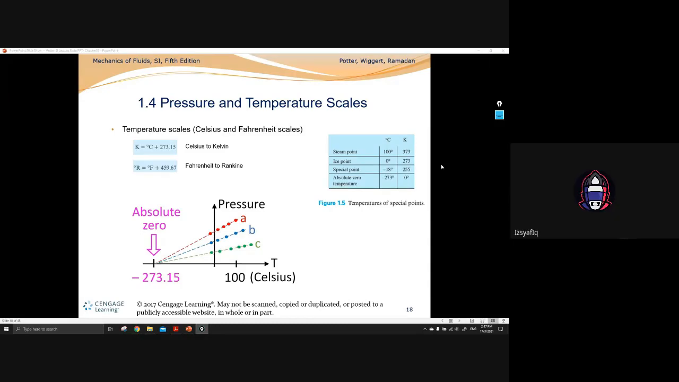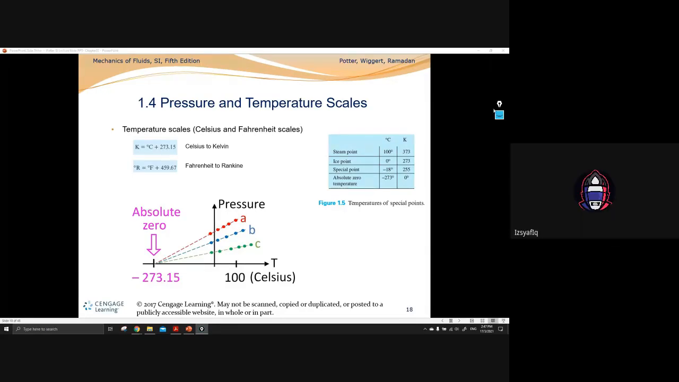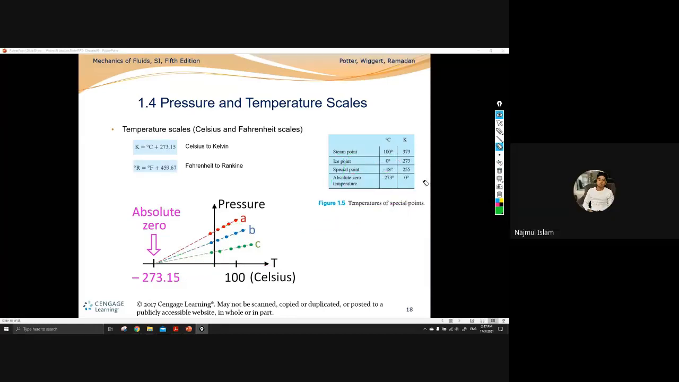Absolute zero is a pressure comparison. Absolute zero is when all the energy is sucked out of the molecules and they stay in position; they don't move. No colliding at all.